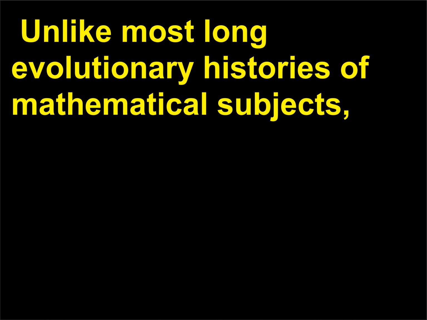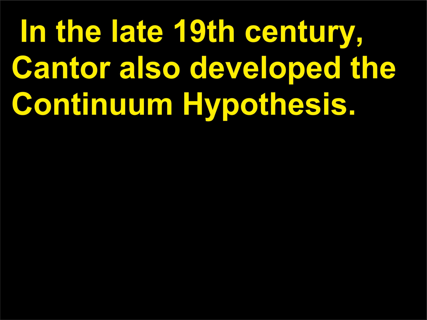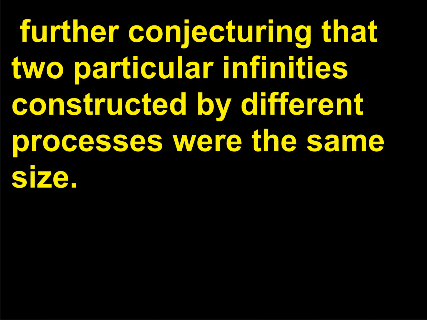Unlike most long evolutionary histories of mathematical subjects, Cantor's set theory was his creation alone. In the late 19th century, Cantor also developed the continuum hypothesis. He realized that there were many different sized infinities, further conjecturing that two particular infinities constructed by different processes were the same size.